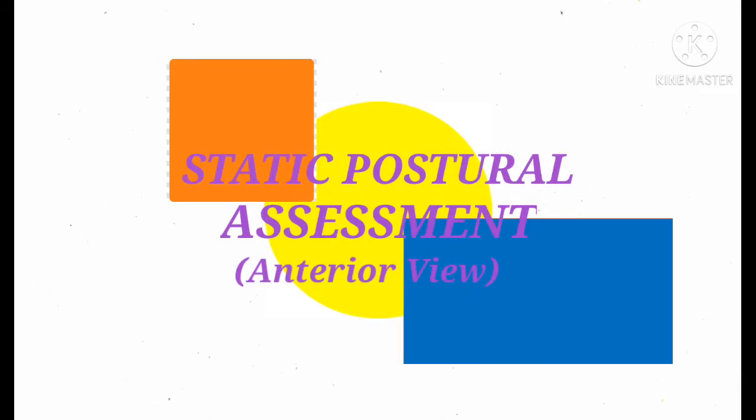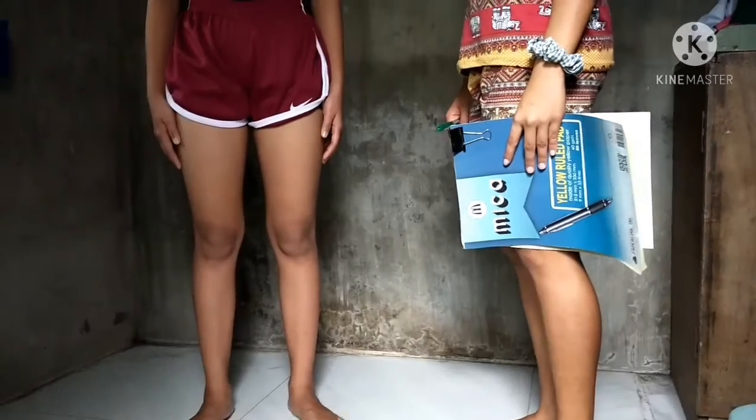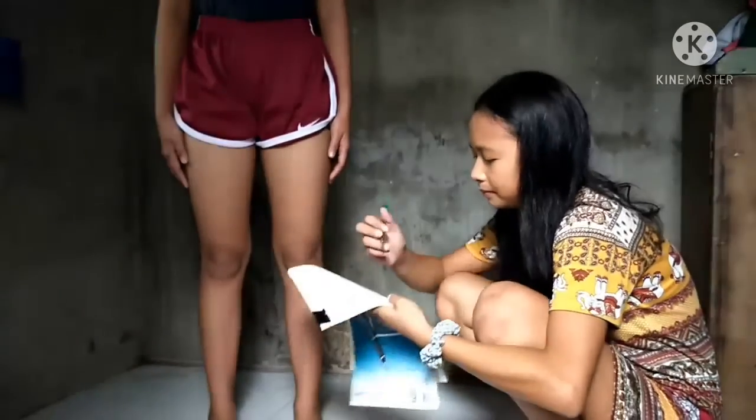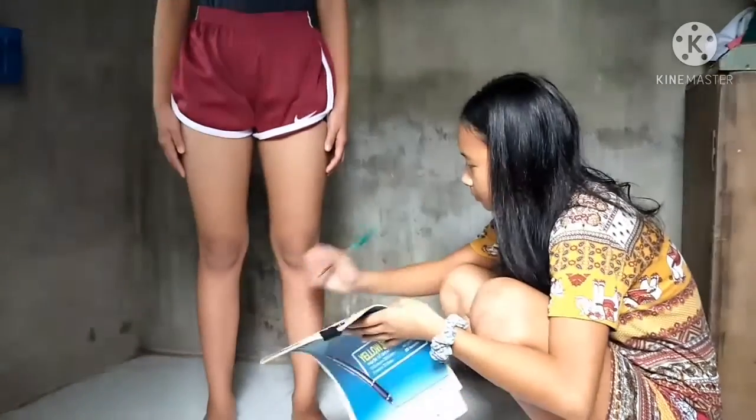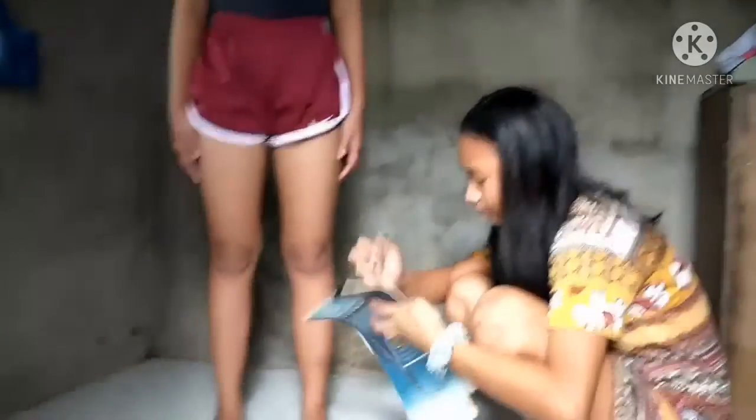Moving on in the static postural assessment, anterior view. The knees have four classifications, the adducted, abducted, internally rotated, and externally rotated. So as you can see, my knees' movement is away from the midline. So obviously, my knees belong to the abducted and externally rotated knees.